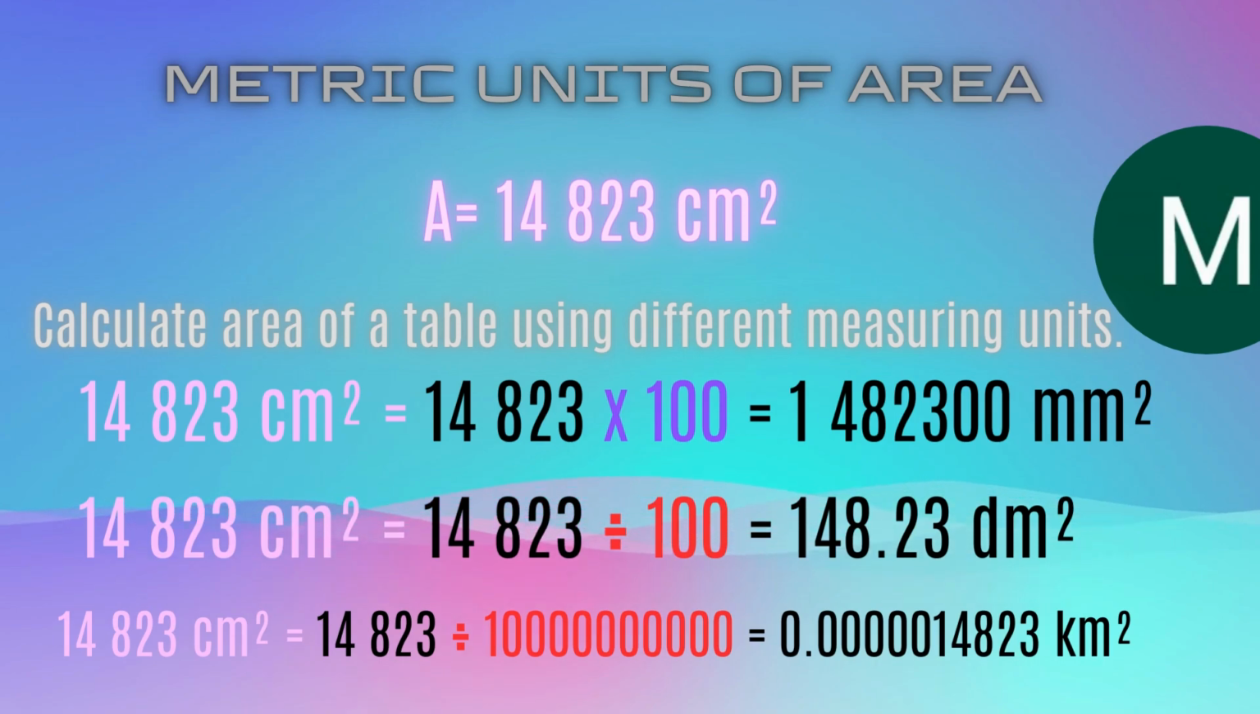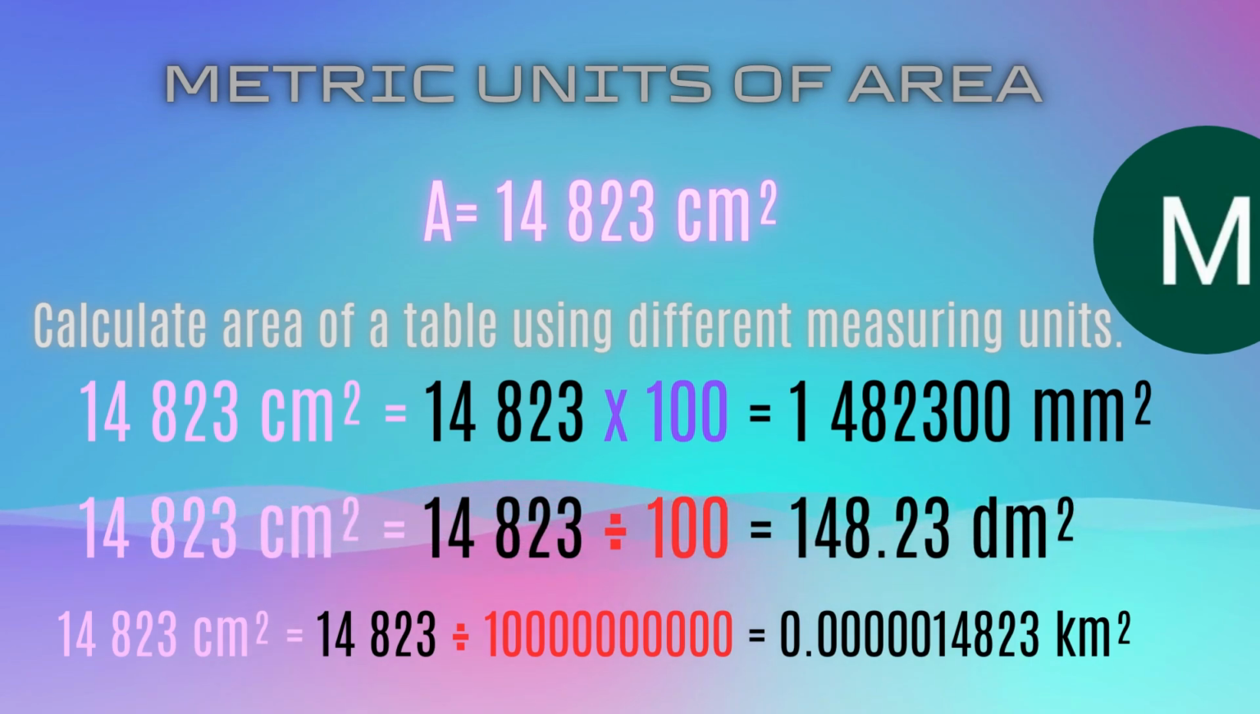So this number, 14,823, we need to multiply by 100. Why 100? Because 1 centimeter has 10 millimeters, but 1 centimeter squared has 100 millimeters squared. So this is the reason why we are multiplying by 100. So 14,823 centimeters squared will be equal to 1,482,300 millimeters squared. Now, when we want to go from centimeters squared to decimeters squared, we are dividing by 100.